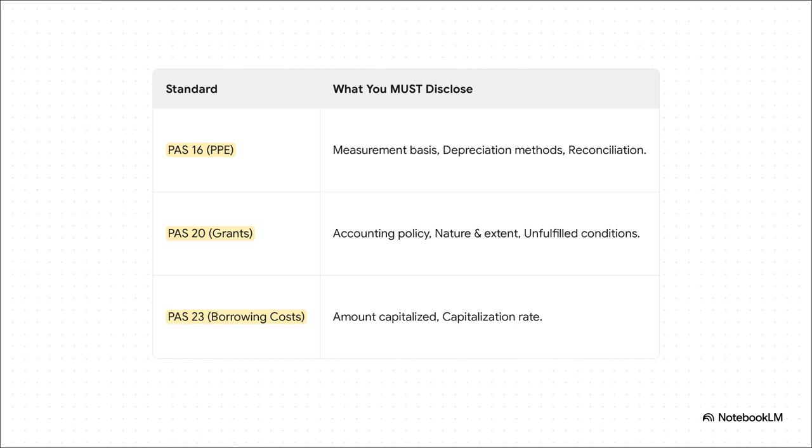For our factory, you have to say which measurement model you used and show how the balance changed over the year. For the grant, you've got to explain your accounting policy and spell out any conditions you still need to meet. And for that loan, you have to state exactly how much interest you capitalized and the rate you used.